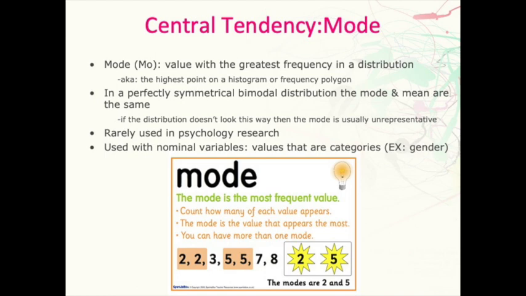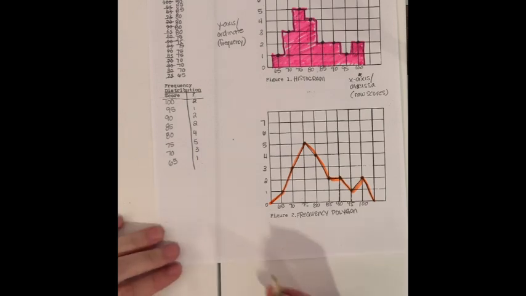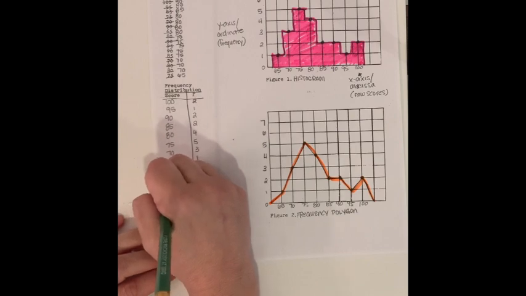Okay, so we're going to go back to our graphing worksheet now, and I'm going to show you how to calculate these measures of central tendency using the data from that worksheet. All right, and so now we're going to do the central tendency portion of this worksheet. To do that, we're going to need to calculate our mean, median, and mode. And so we'll go ahead and start with our mean calculation.